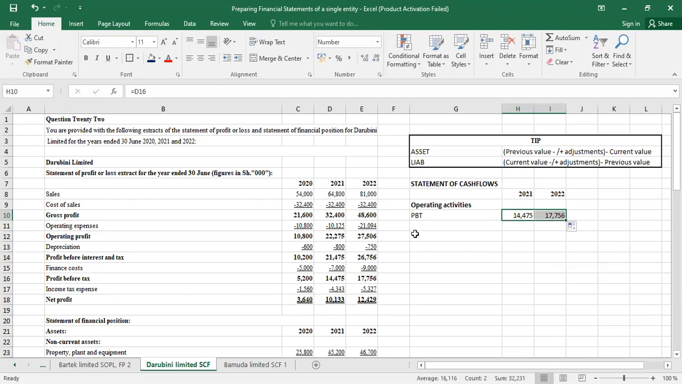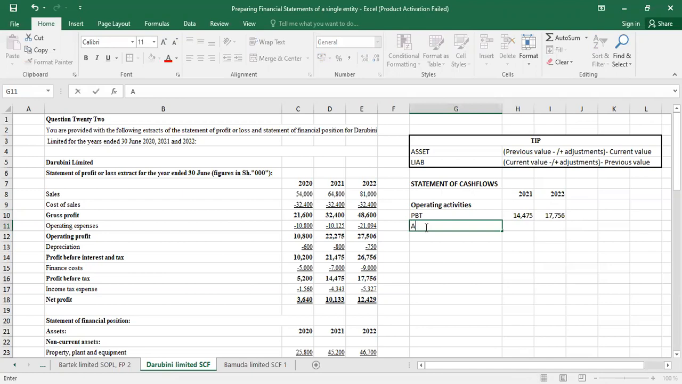Same thing. Go to adjustments. Isn't it? You have depreciation. So remember here, depreciation, we are adding back, isn't it? So I'll start with a negative because it's here, the 800. You can drag now, drag later, it will be the same. So here we'll drag later because here we dragged immediately, isn't it?